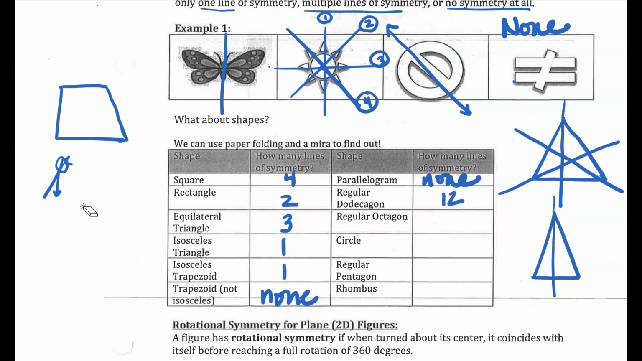It's very similar with the regular octagon, so I'll go ahead and draw that one real quick. So 1, 2, 3, 4, 5, 6, 7, 8. And you've got a line of symmetry through each vertex.